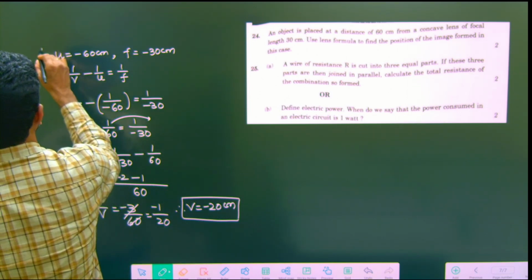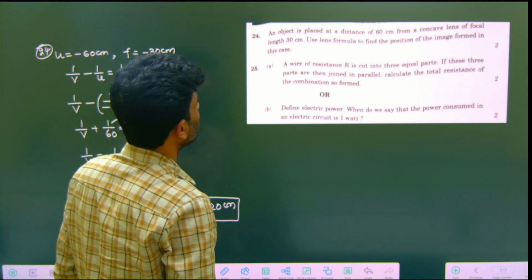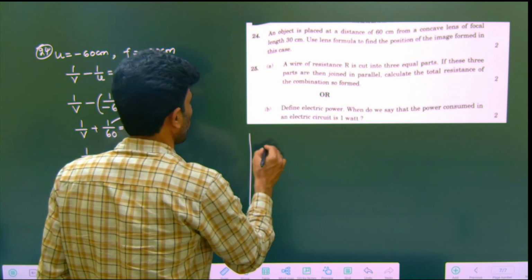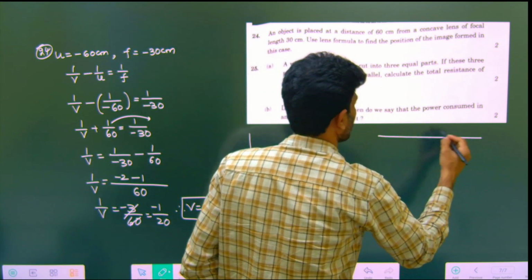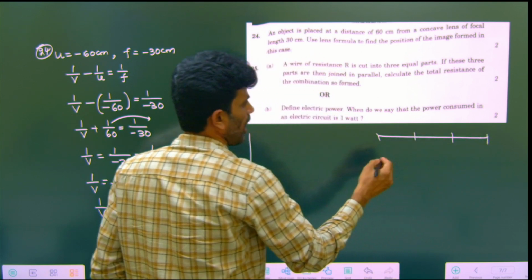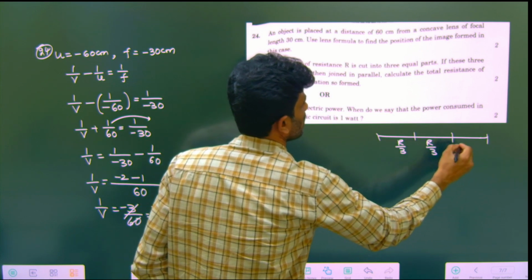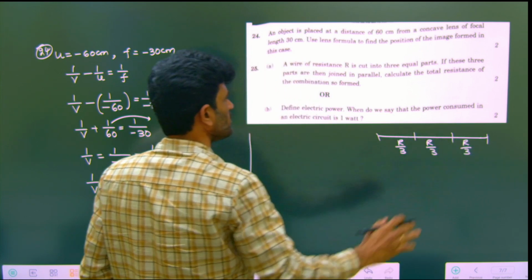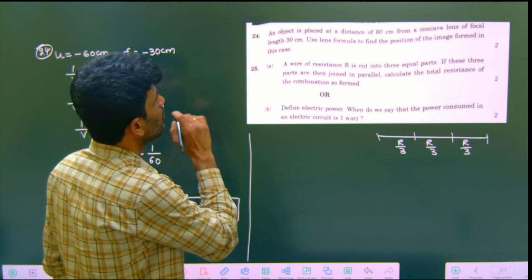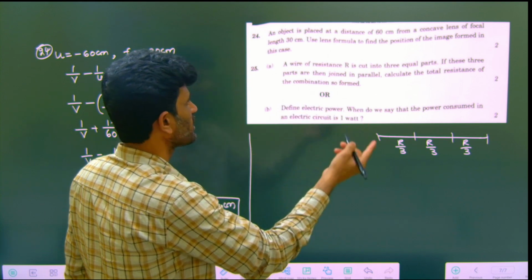This is the 24th question for 2 marks. Now the next one: a wire of resistance R is cut into 3 equal parts. One wire is cut into 3 equal parts, so R will be divided into R by 3, R by 3, R by 3. It will be divided into 3 equal pieces, and each one will have resistance R by 3. Now calculate the total resistance when they are connected in parallel.